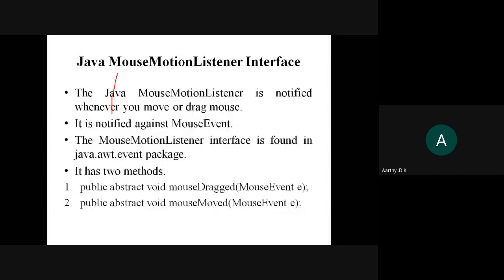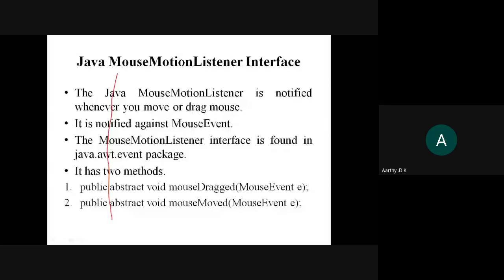When you go on to a URL, if you move the mouse pointer, it changes, right? Those kinds of things listen to the action, that is, how the mouse is moved, how the motion of the mouse happens, whether it is dragged, or whether it is moved to a particular location.